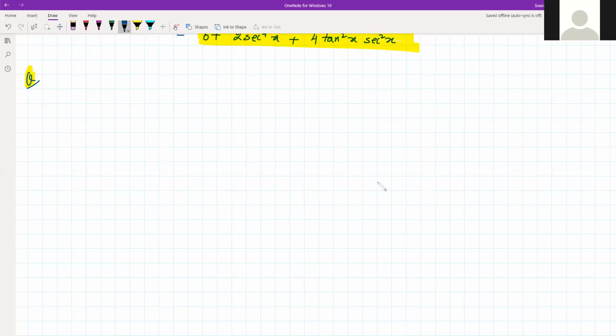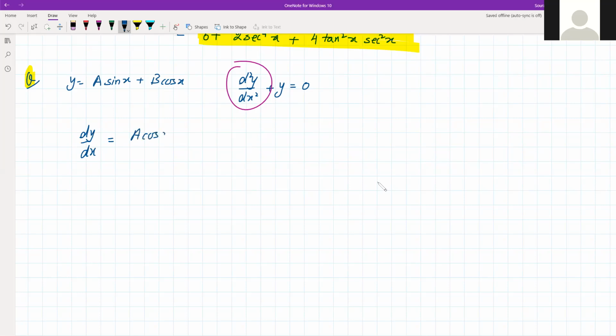So we have been given y is equal to a sin x plus b cos x, right? And we have to prove that d square y by dx square plus y is equal to 0. So again, as you can see here, what do we have? We have a second order derivative. So that means we have to find the second order derivative. For that, first find dy by dx, that is equal to a cos x minus b sin x, right?